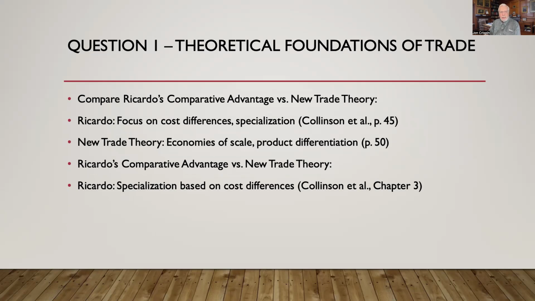So this is question 1, and it refers to theoretical foundations of trade. This is to explain the evolution from Ricardo's theory, which emphasizes comparative cost advantages, to new trade theory, which focuses on scale and differentiation. And also, you are to discuss how MNEs apply these theories. For instance, Ricardo informs cost-driven production decisions, while new trade theory supports branding and market expansion.